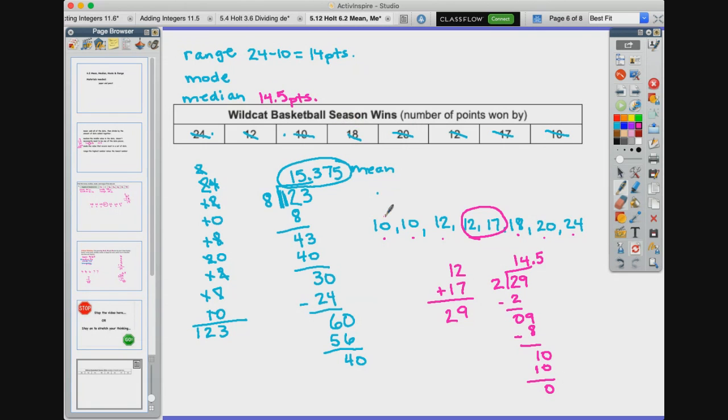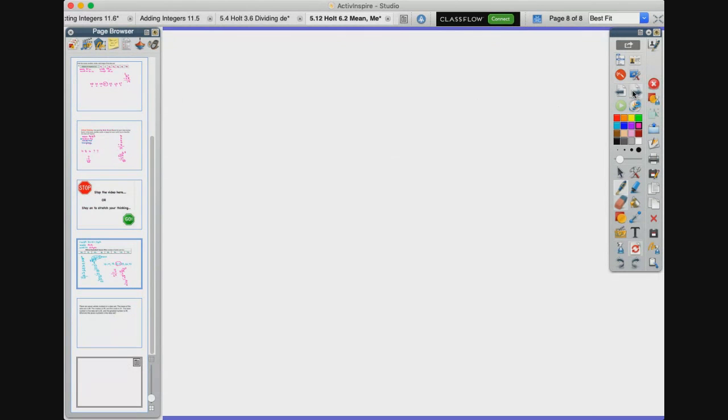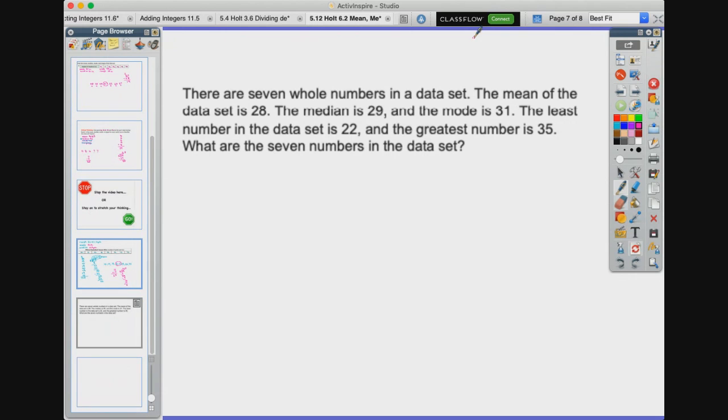That's my favorite one because you can just look and see. Here I have a couple 10s. I also have a couple 12s. Nothing else is duplicated. So I actually have 2 modes for this one. All right. And whoopsies. There are 7 whole numbers in the data set.